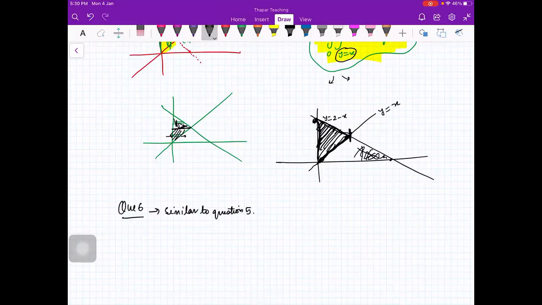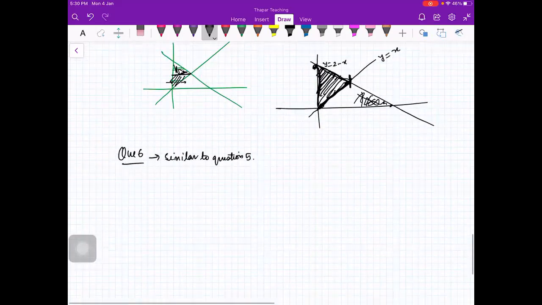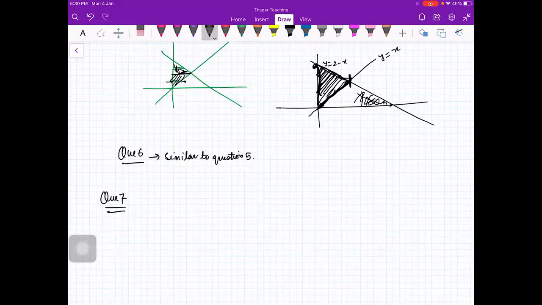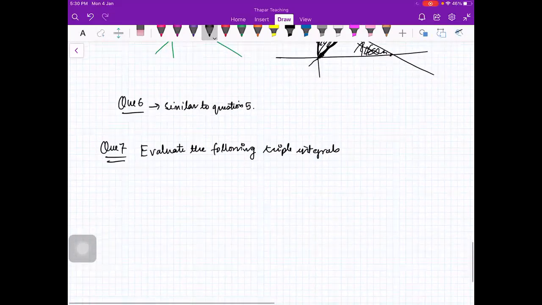You have to do it. Now let us look at question number 7. Question number 7 is simple. Evaluate the following triple integrals. You don't have complex questions. You will be given some simple integrals and you have to just follow what is the order of integration and what are the limits. So here this integral is given.